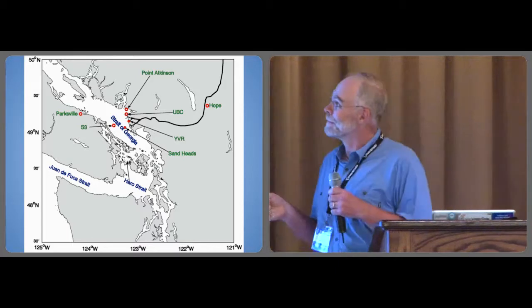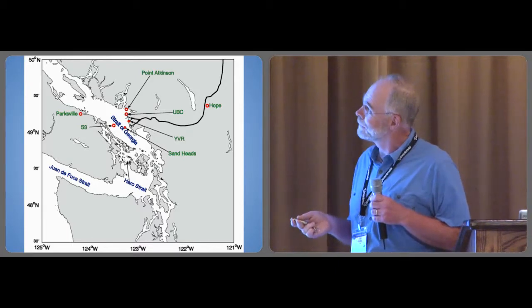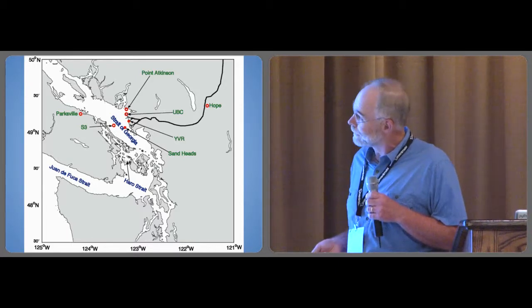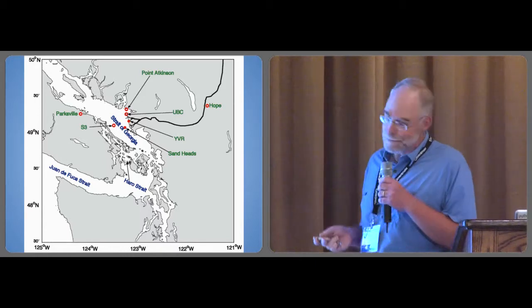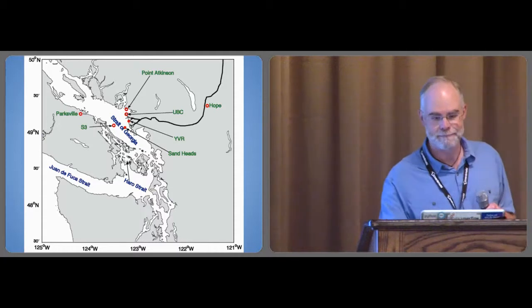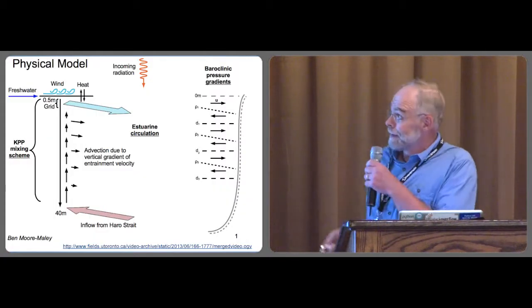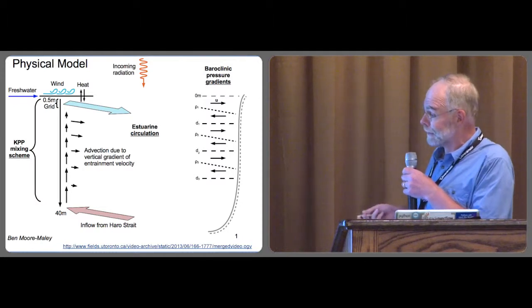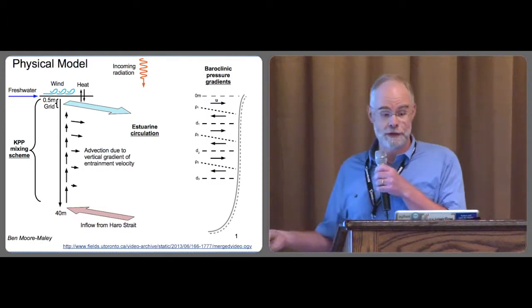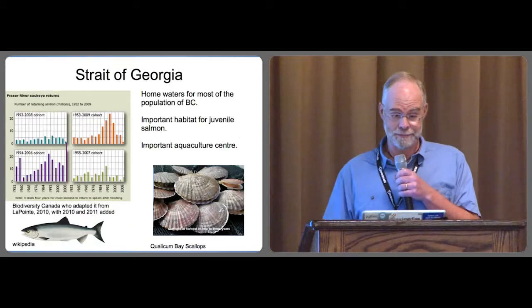Okay, so here's a map. So Vancouver's here, this is Vancouver Island, Seattle's down here, and the SOG model is centered right there at S3. This is a schematic of the physics of the SOG model. I don't have time to go into this in any detail, but there's a link down here to a video talk about it that's really good.